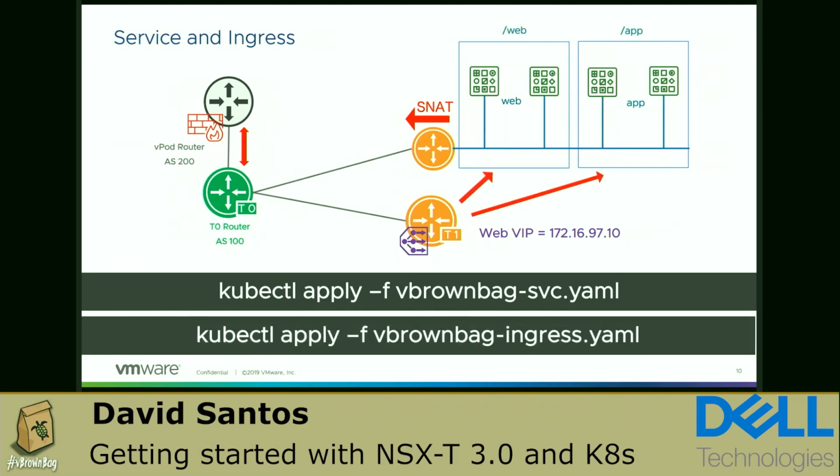And also we're gonna create an Ingress rule to load balance the external traffic to either web or app based in the URI. So everything that's /web will be load balanced to the web service, and everything that's /app will be balanced to the app service. And also we have here our VIP that will be the external IP for that application.